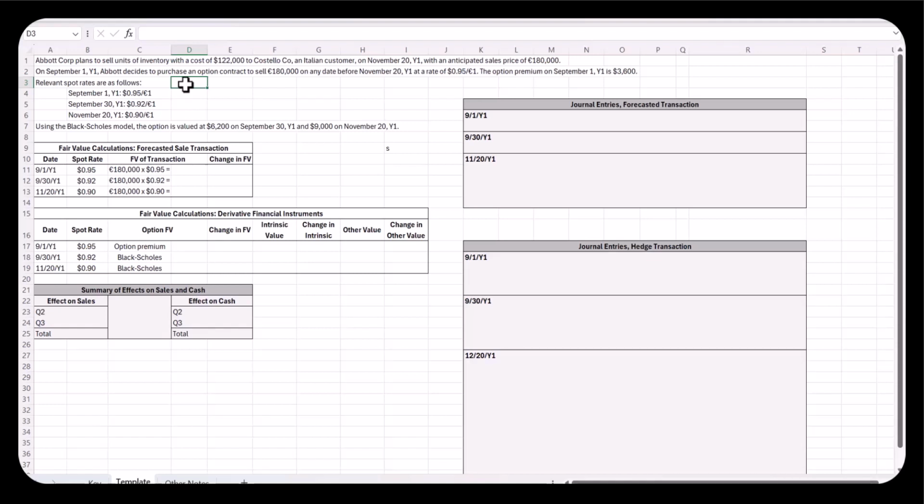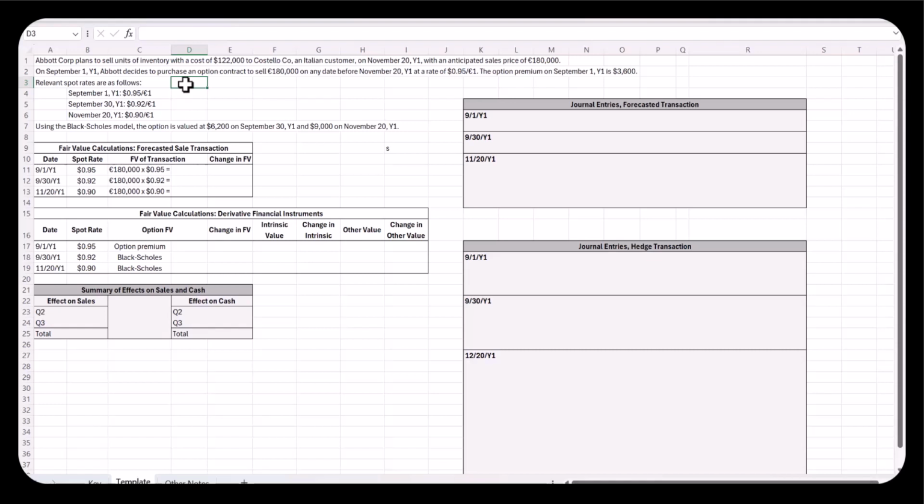To protect themselves against risk arising from this forecasted sale, on September 1st, year one, Abbott decides to purchase an option contract to sell 180,000 euros on any date before November 20th, year one, at a rate of 95 cents per euro. The option premium to purchase this option on September 1st is $3,600.